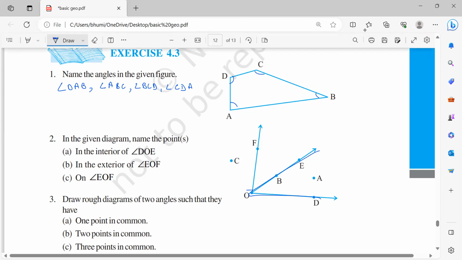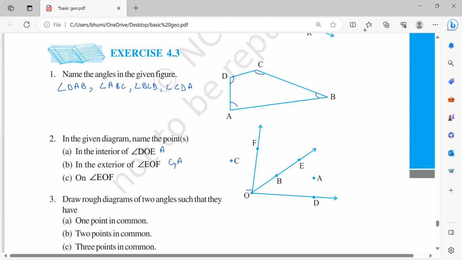In the interior of DOE we have point A. In the exterior of EOF, it is C and A, and also D, because D is here. On EOF is point B. Also E and O and F, because these are making the angles itself.